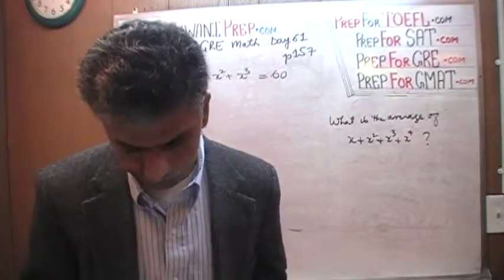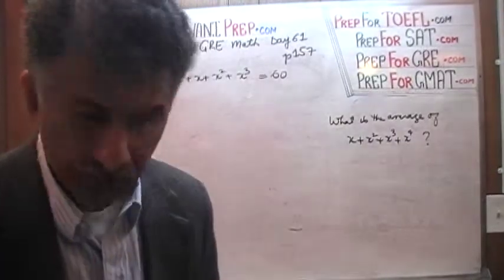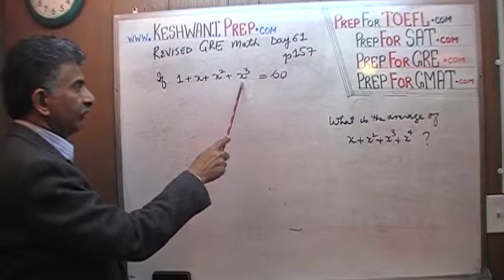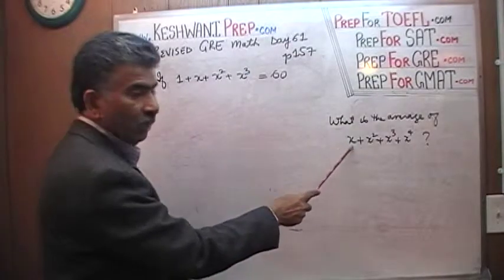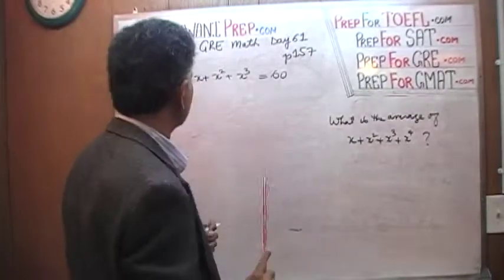One more time I'm going to read it to you. We are given a quantity with 4 terms in it: 1 plus x plus x squared plus x cubed. We are told that this adds up to 60, and the question simply is, what is the average of this quantity, x plus x squared plus x cubed plus x to the 4th?